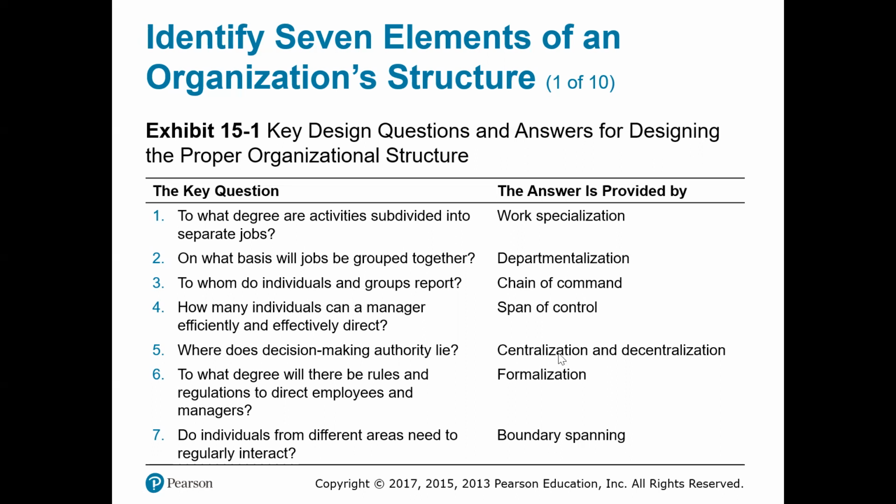The next question is centralization and decentralization. This is another element of organization structure. Where does decision-making authority lie? If many of us in the School of Management are given the authority to make decisions, it's called a decentralized structure. But if my dean makes all the decisions, let's assume he makes all the decisions, it's called centralization.